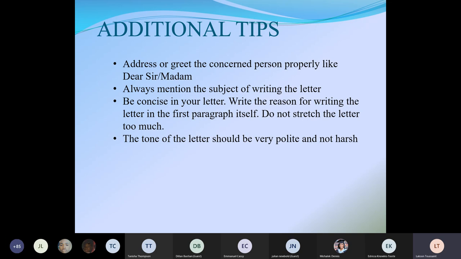The tone of the letter should be very polite and not harsh. You have to be careful of the language that you use and the way you phrase your statements, in a very polite way. Julian, Joshua, I switched to the original PowerPoint. So you want to be sure that you use the right tone when you're writing the letter.